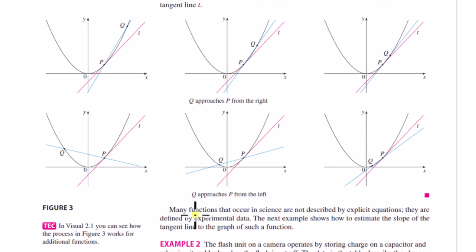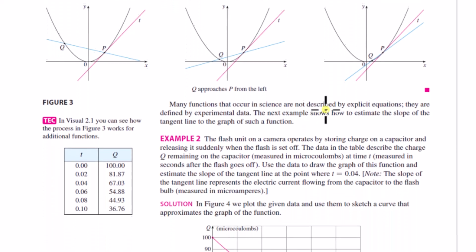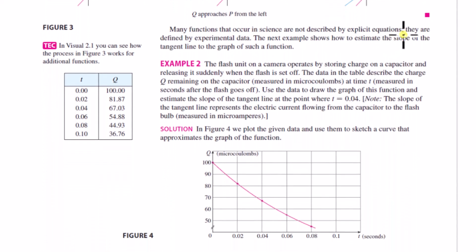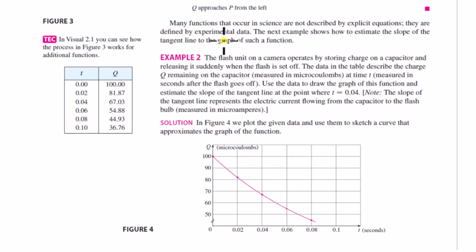Okay, many functions that occur in science are not described by explicit equations. They are defined by experimental data. The next example shows how to estimate the slope of the tangent line to the graph of such a function. So now we're just going to look at this from another perspective. We're not thinking about the equation of a tangent line to a function at a point, like even a circle would be an equation, right? But we're thinking about experimental data.